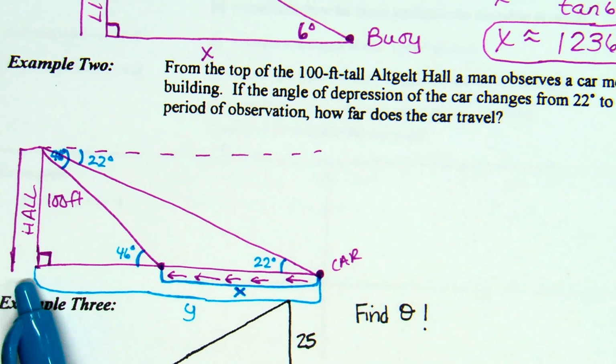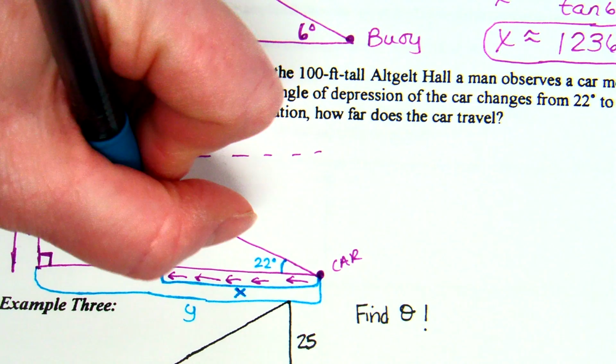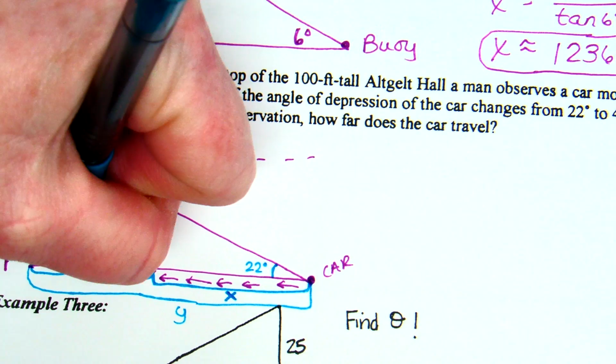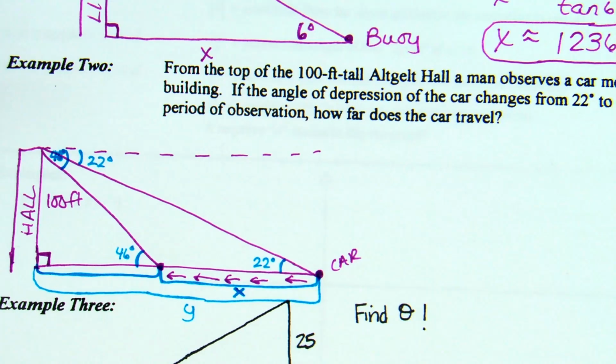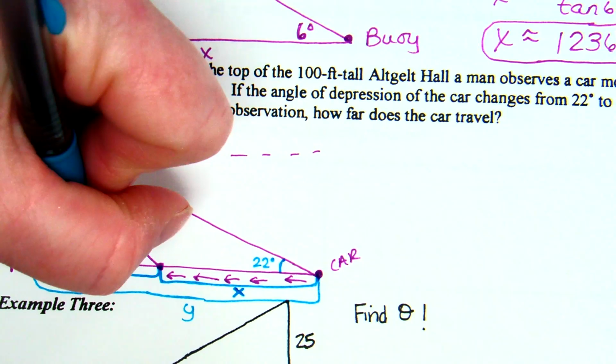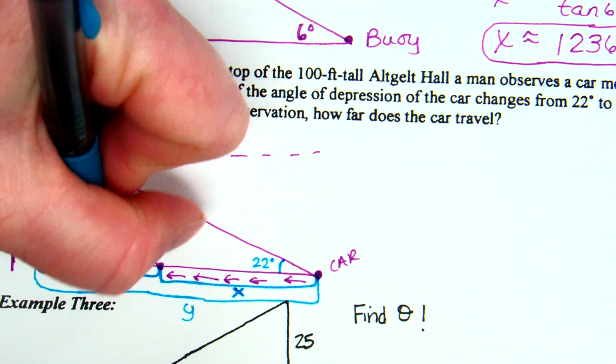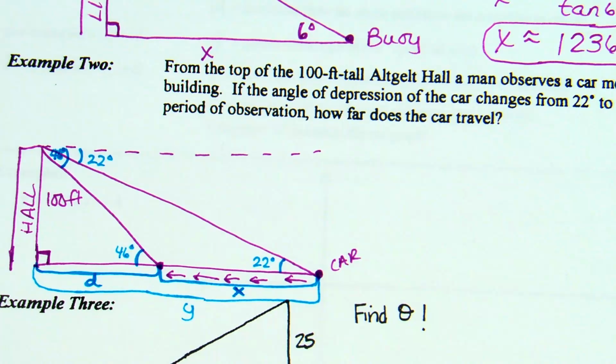So pick some letters to label. I'm going to call this side on the 46 degrees, and I'm going to go with what I have in my notes, which probably came from the book. I'm going to call that D for distance. So let's start with y. How do we find y here? If y is the distance from the car's original position to the hall, how do I find y?